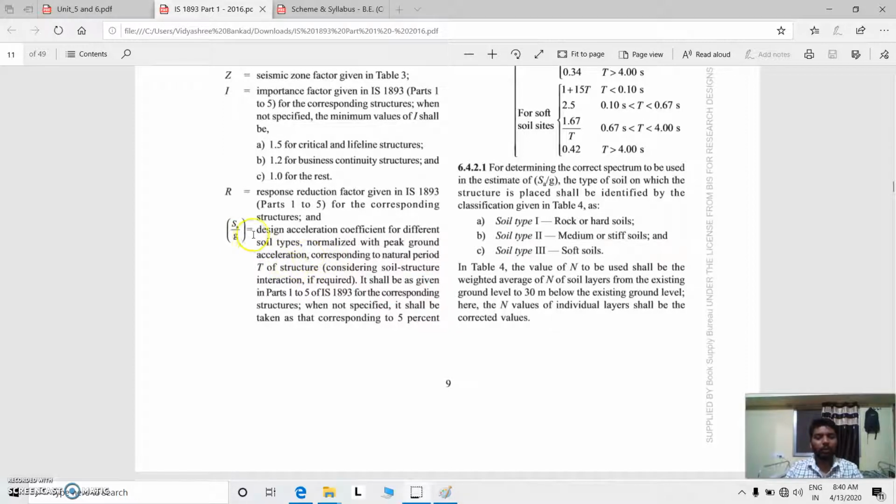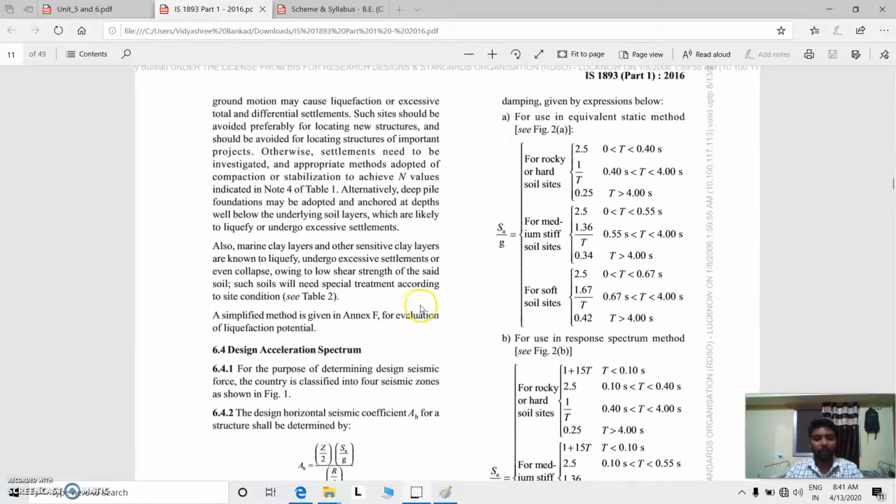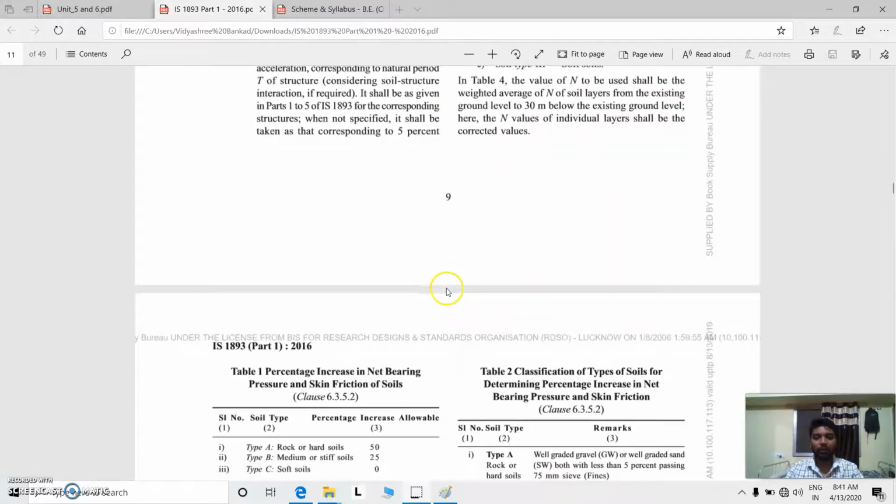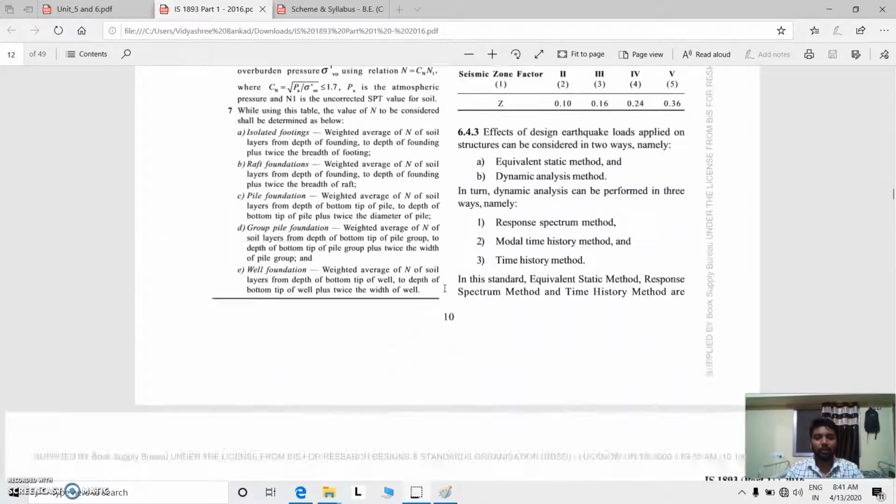Before going to Sa by g, we have to consider the time period for the structure. Let us read this. Design acceleration coefficient for different soil types normalized with peak ground acceleration corresponding to natural period T for a structure. It shall be given as part 1 to 5 of IS 1893 for the corresponding structures when not specified. So here that means we have to consider the T value. T is given here; please note down the page numbers.